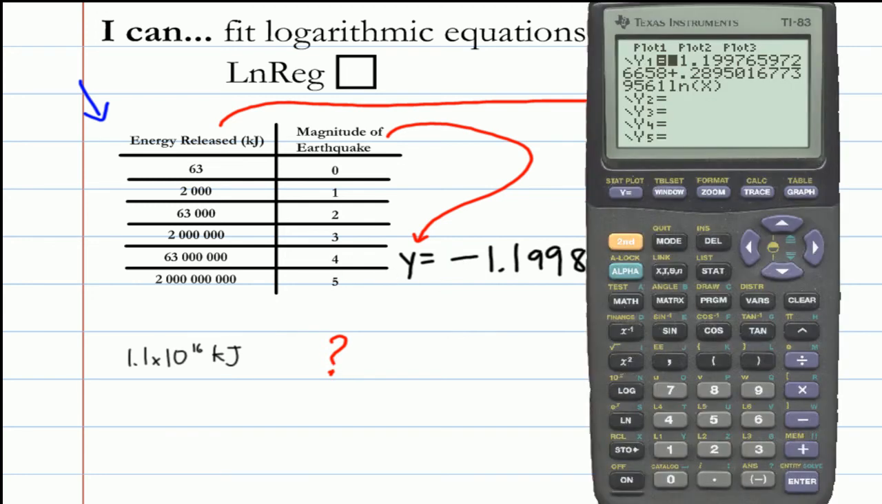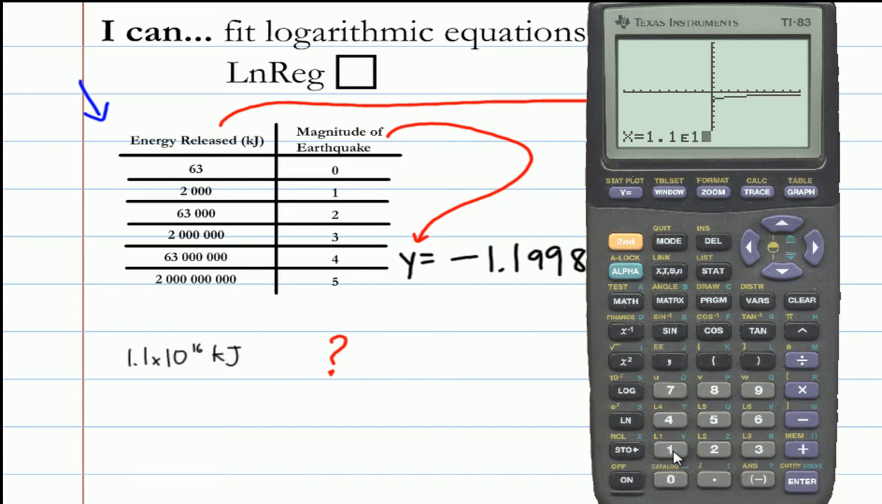Alright, so back to our calculator. If we graph this, we want to find the value when x is 1.1 times 10 to the 16. Okay, it's going to say invalid because it's not zoomed properly. So we're going to have to zoom out before it's going to allow us to find 1.1 times 10 to the 16. Let's go ahead and make the x max 2 times 10 to the 16. See what that does. So let's see if that will allow us to calculate the value at 1.1 times 10 to the 16.